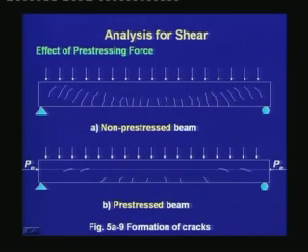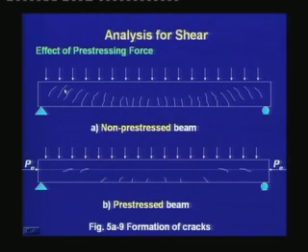If we compare the cracking pattern in the two types of beam, what we observe is that in a reinforced concrete beam, the flexural cracks are much more than in a pre-stressed concrete beam. The growth of the flexural cracks is more than in a pre-stressed concrete beam for the same load. The flexural shear cracks are more inclined in a pre-stressed concrete beam. The growth of the flexural shear cracks is less in a pre-stressed concrete beam.